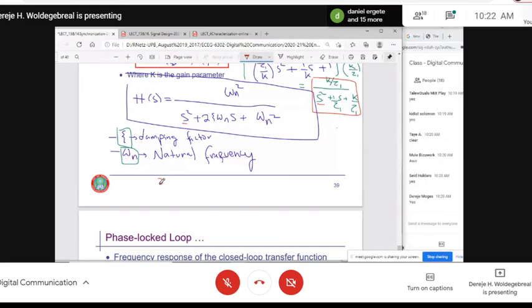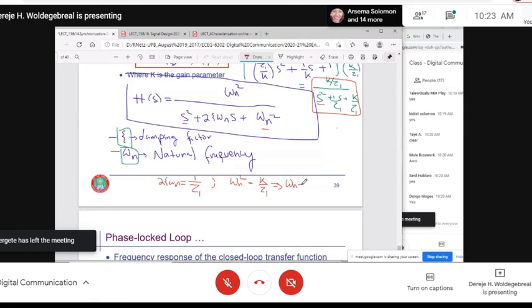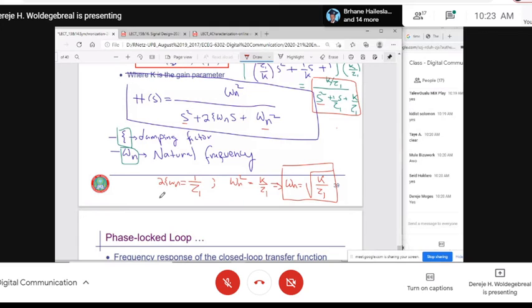Now let's draw analogy. So you have s square term here. So we see that 2 times eta times omega n is actually 1 over tau 1, right? And omega n square, this term, is equal to k over tau 1, which implies the natural frequency omega n would be the square root of k over tau 1. And what happens to the damping factor eta? Damping factor eta will be 1 over 2 omega n times tau 1.